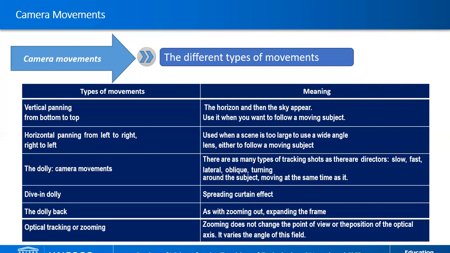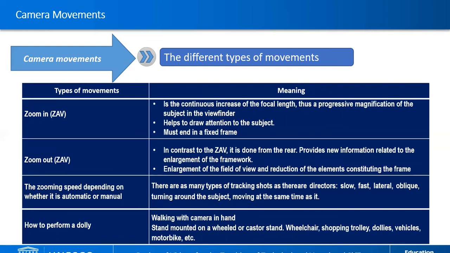Another is the optical tracking or zooming. Zooming does not change the point of view or the position of the optical axis. It varies the angle of the field. Zooming is another type of movement, and it is the continuous increase of the focal length, thus a progressive magnification of the subject in the viewfinder. It also helps to draw attention to the subject and must end in a fixed frame.